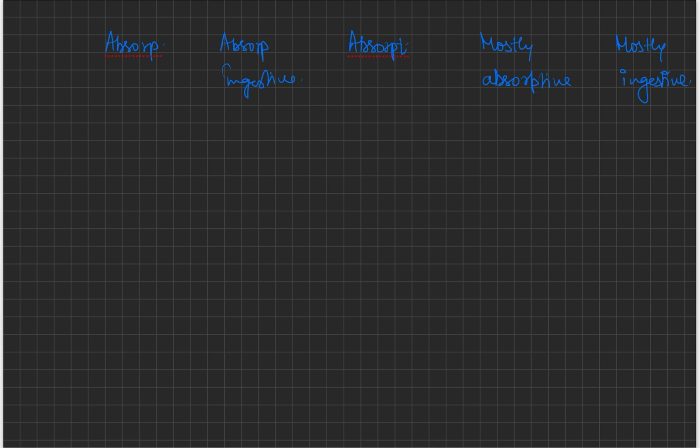Motility. Monera can be motile or non-motile. Same goes for Protista, motile or non-motile. Fungi are mostly non-motile. Plantae non-motile and Animalia are motile.